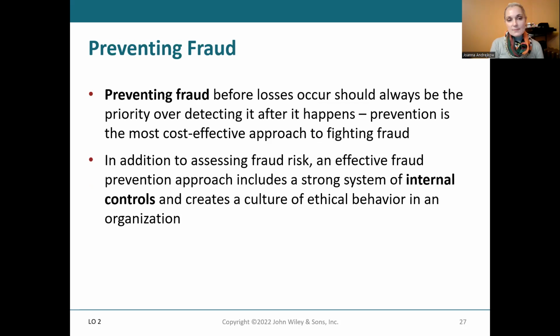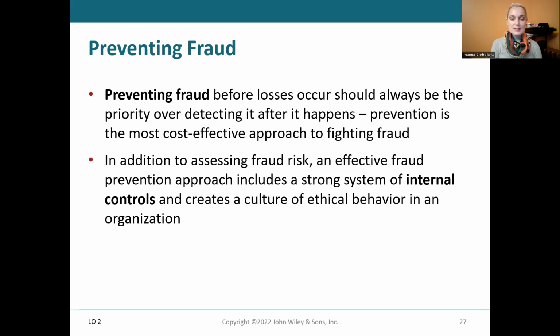How do we prevent fraud? Preventing fraud before losses occur should always be the priority over detecting fraud after it happens. So prevention controls are better than detection controls. Prevention is the most cost-effective approach in fighting fraud.